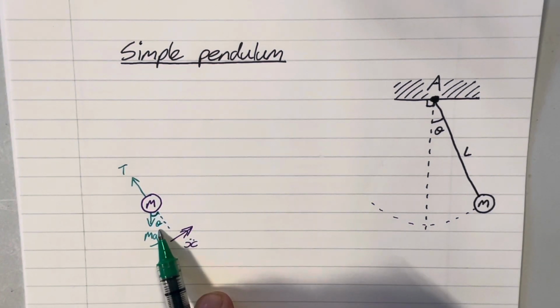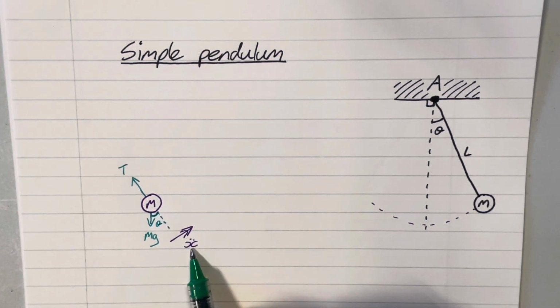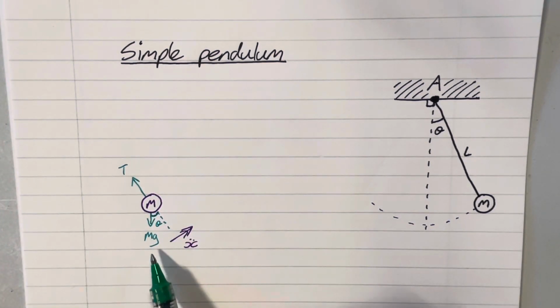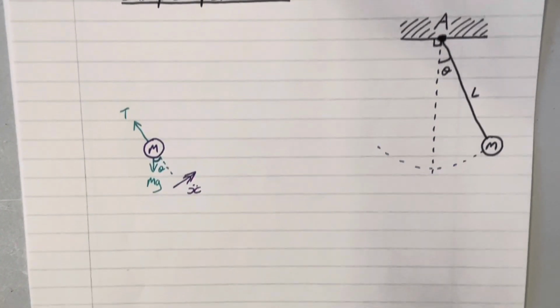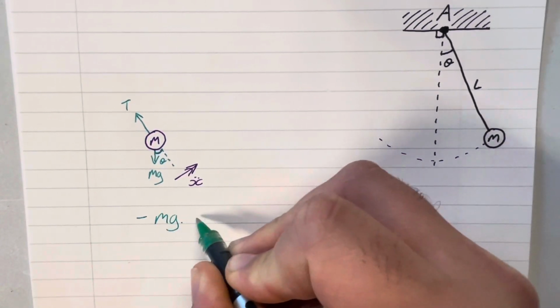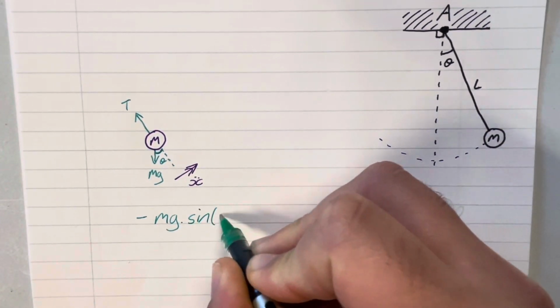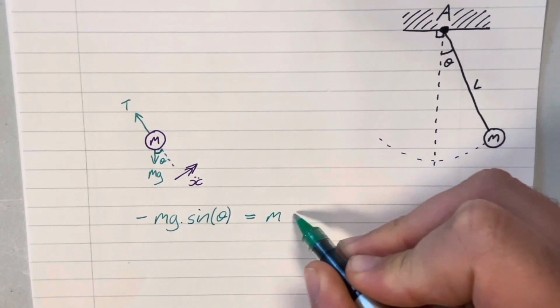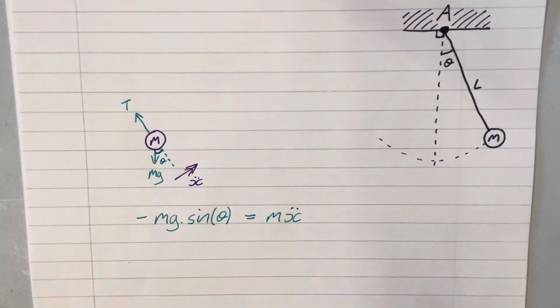Okay, so theta is going to vary with time. x double dot is to the right, that's my positive direction, and then mg is acting vertically downwards. So if I now resolve the forces on this mass, then I'll end up with minus mg times the sine of theta, and that is going to be equal to the mass times the acceleration.